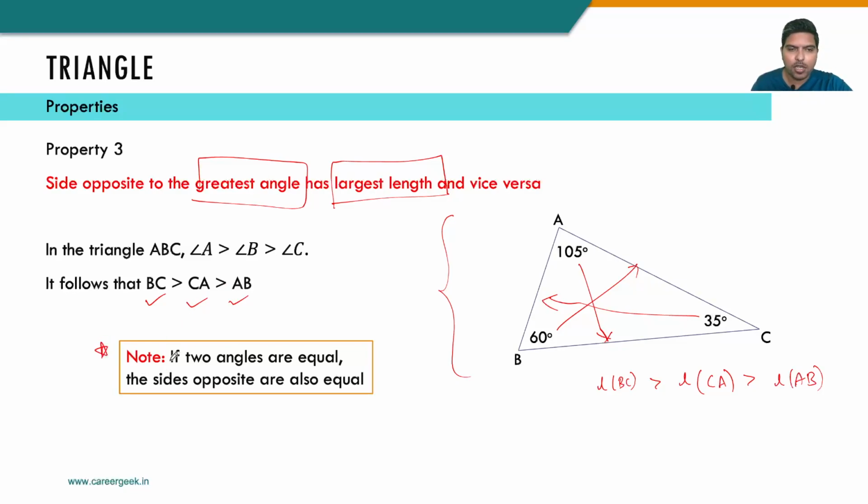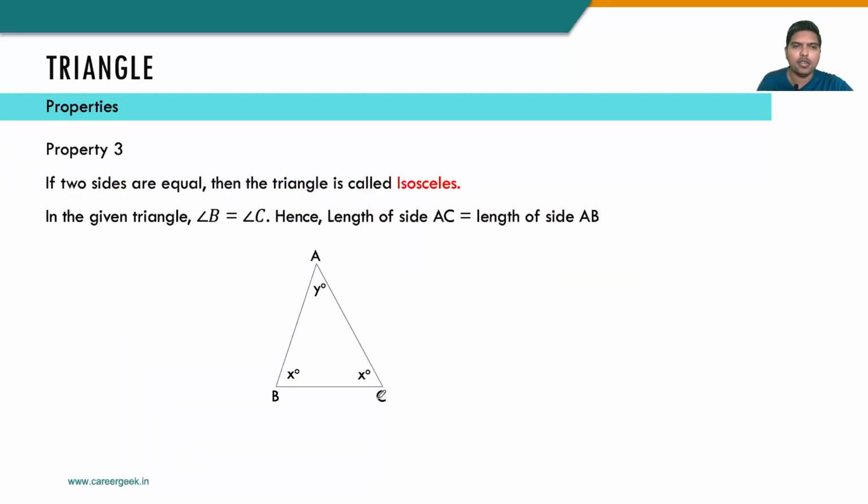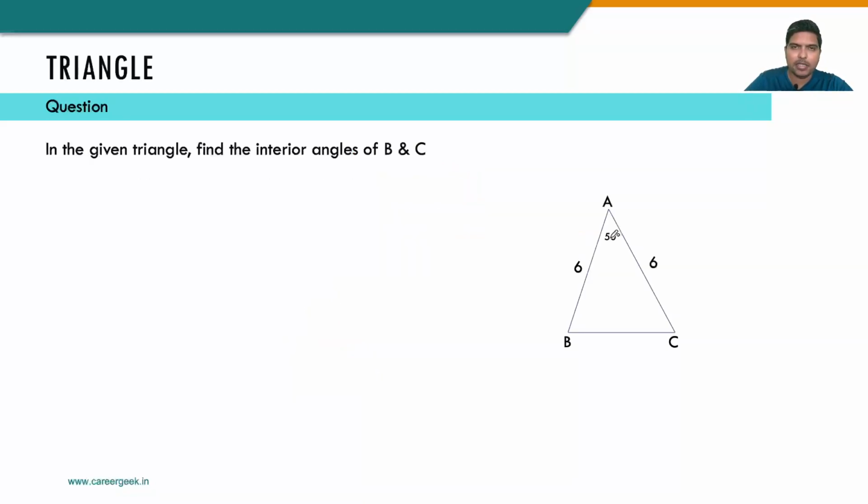Okay, this is an important note. If two angles are equal, the sides opposite to the corresponding angles are also equal. So that is what we call an isosceles triangle, right? If two sides are equal, then the triangle is isosceles. That's the definition of isosceles triangle. Let's say in this triangle, angle B and angle C are equal. That means the side opposite, AC and AB, are also equal. Again, the questions will be asked directly and indirectly basis these properties.